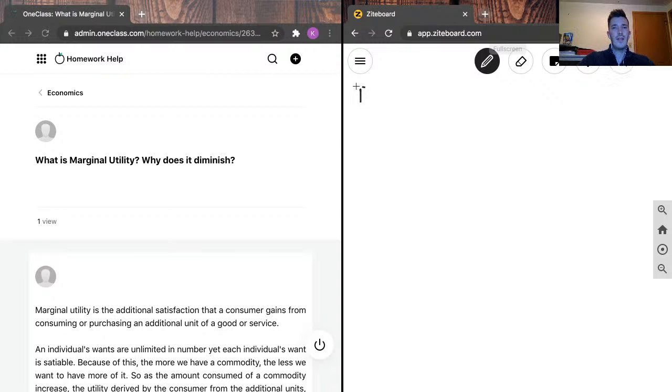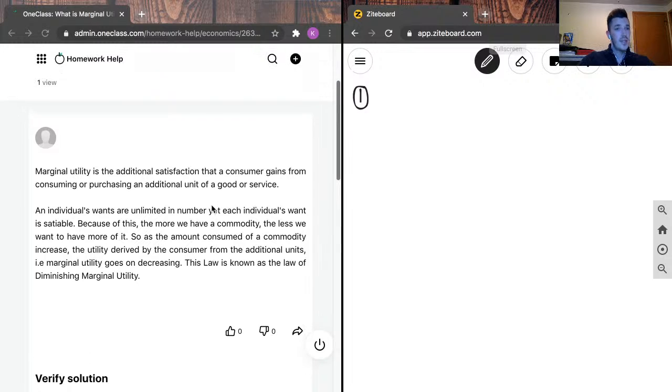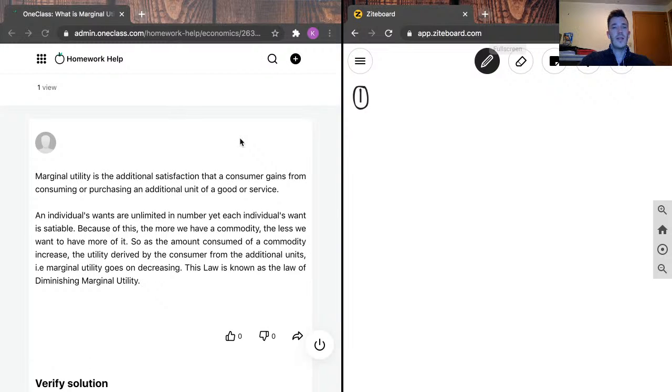So first question is, what is marginal utility and why does it diminish? Our junior tutor said that marginal utility is the additional satisfaction that a consumer gains from consuming or purchasing an additional unit of a good or service. An individual's wants are unlimited in number, yet each individual's want is satiable. Because of this, the more we have a commodity, the less we want to have more of it. So as the amount consumed of a commodity increases, the utility derived by the consumer from the additional units, i.e. the marginal utility, goes on decreasing. This law is known as the law of diminishing marginal utility.